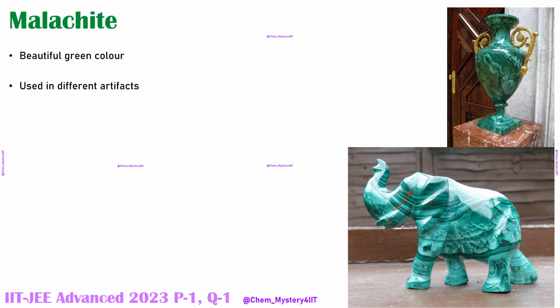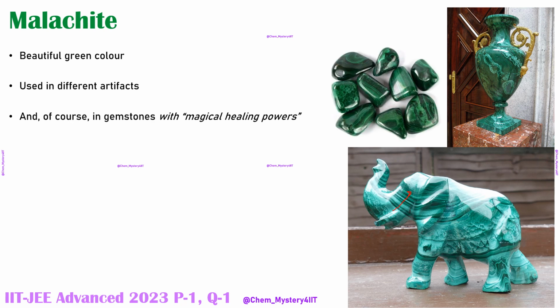Different ore samples are also excellent. Malachite characteristically has this kind of pattern present in almost all of the ores. And of course, we use this in different kinds of gemstones, and people proclaim they have some magical healing powers, although I don't believe in all those kinds of things. There are people out there who still believe, and people have been believing for a long time.